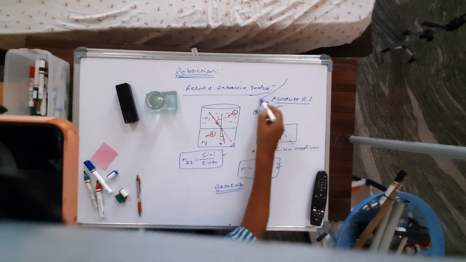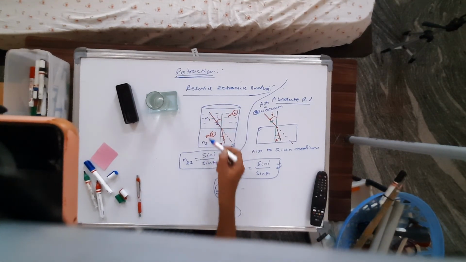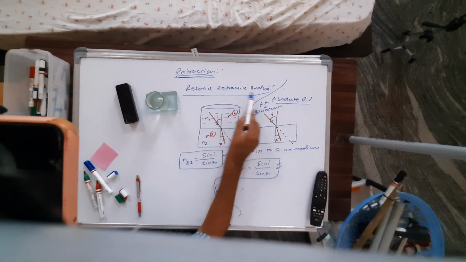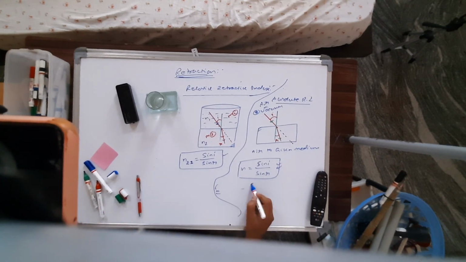On the other hand, if a ray of light travels from one medium to another medium, then the ratio of the sine of angle of incidence to the sine of angle of refraction is called the relative refractive index of medium 2 with respect to medium 1. It is indicated by n21, which is equal to sin i by sin r. Okay, I hope you are able to understand. If you have understood this much, type 'see you'. Know these two differences.